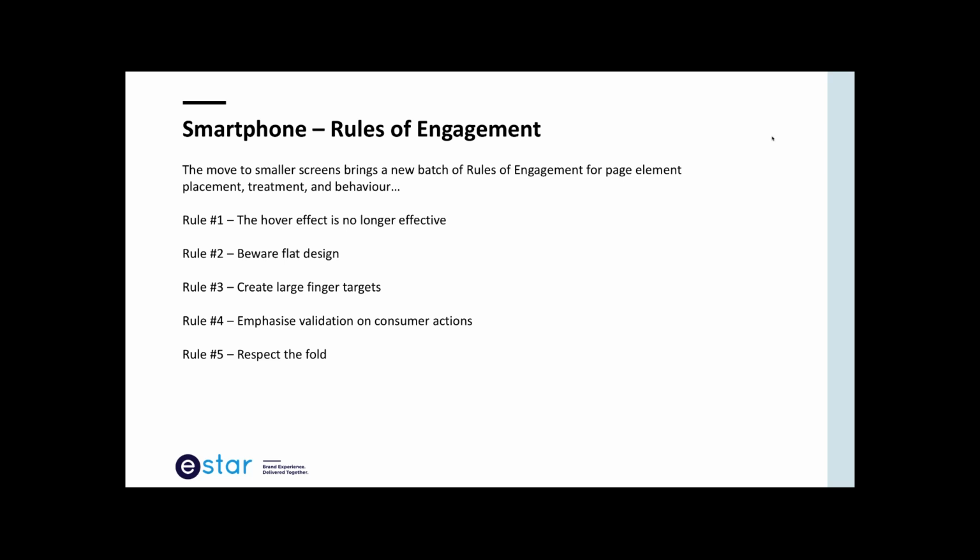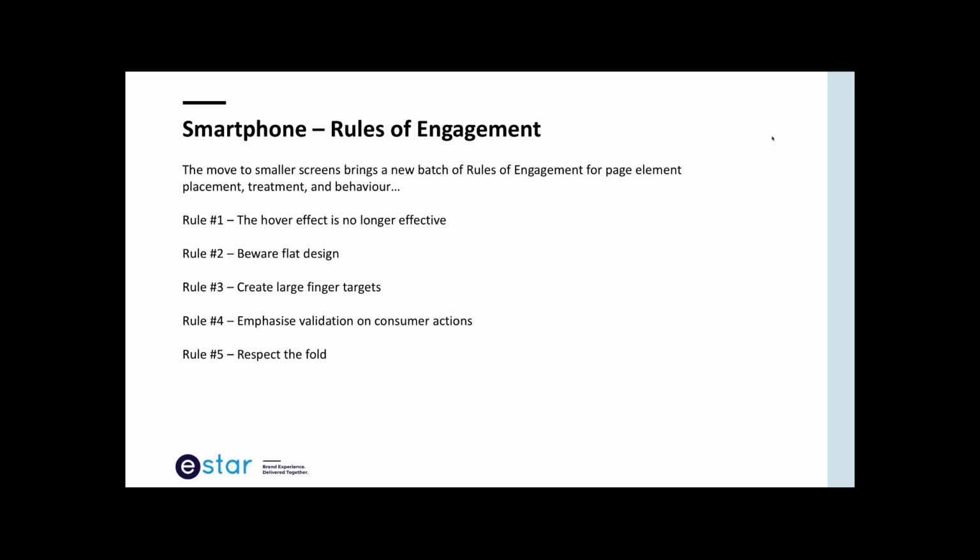Rule number 3, create large finger targets. We've got a bigger tool. We need bigger targets. So hang on, some of you are thinking, wait a minute, Greg, are you saying that on a smaller screen we've got to create bigger targets? That's exactly what I'm saying. But it's not only just bigger targets, it's also leveraging and utilizing white space around them as well. Give them some room. Rule number 4, emphasize validation on consumer actions. If they click on an element, make sure it's visually obvious that things are happening for them.